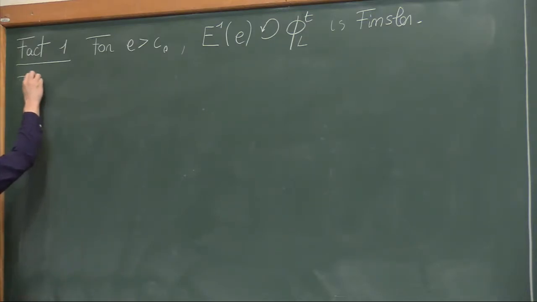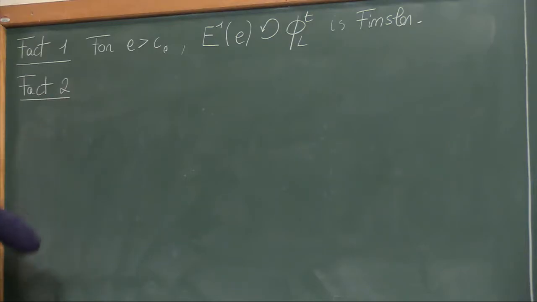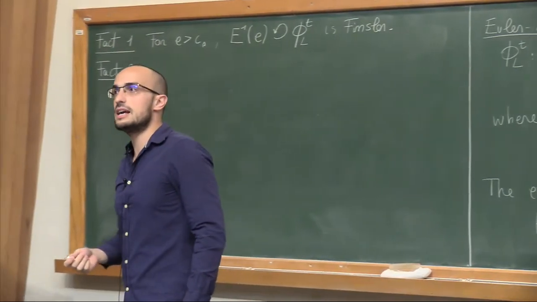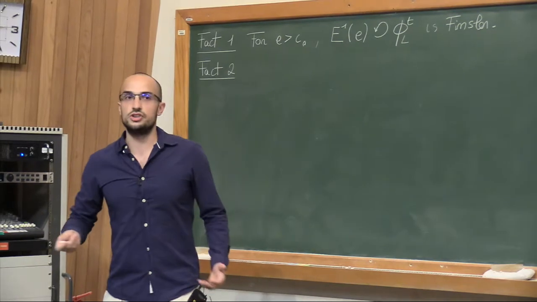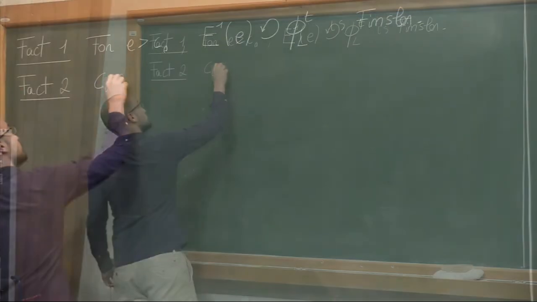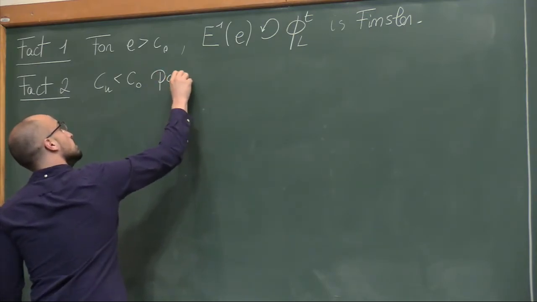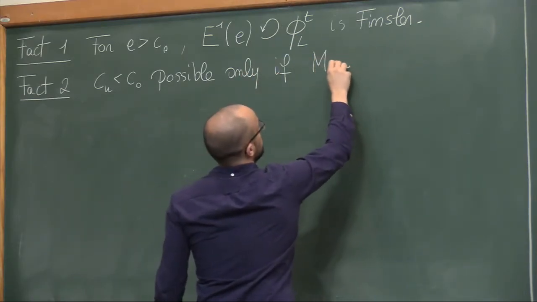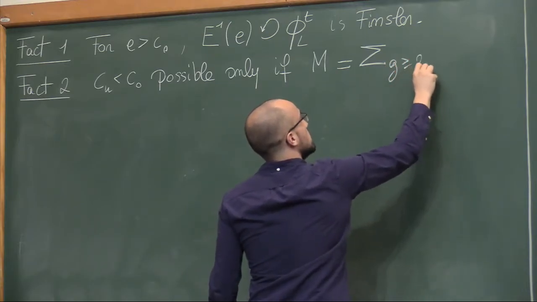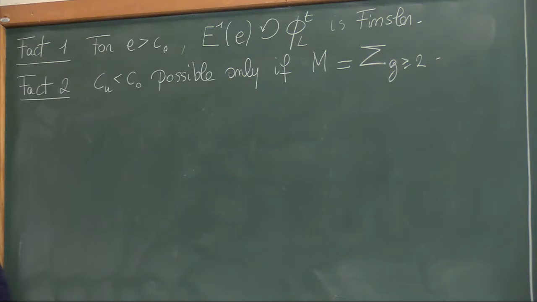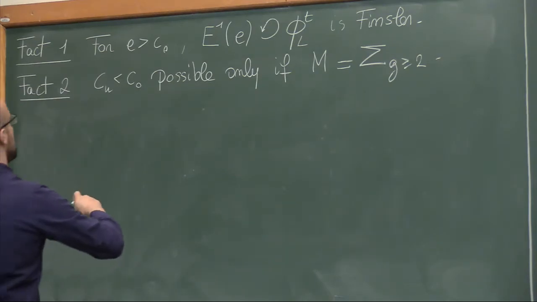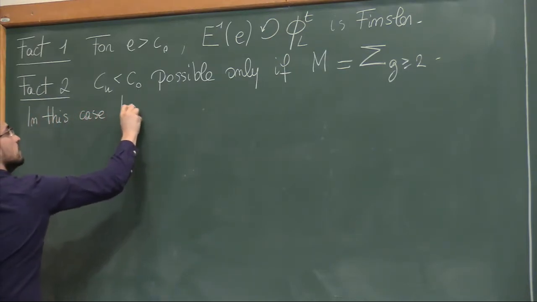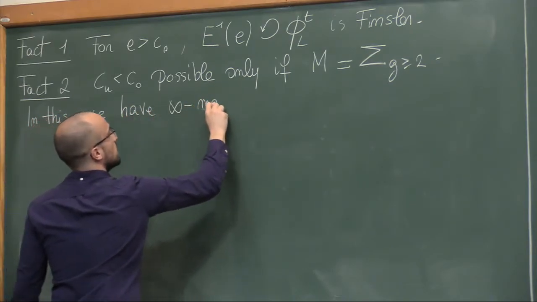And the second fact, I already observed it, but let me write it down. Whenever the critical value Cu is strictly less than C0, then we automatically have a surface with genus greater or equal than 2. So Cu less than C0 is possible only if M is a surface with genus at least 2. And what does it mean for periodic orbits? This means that we automatically have infinitely many periodic orbits in this case, by standard methods.